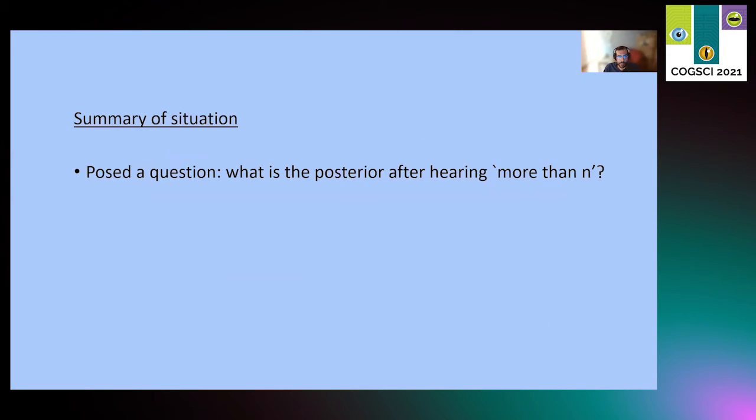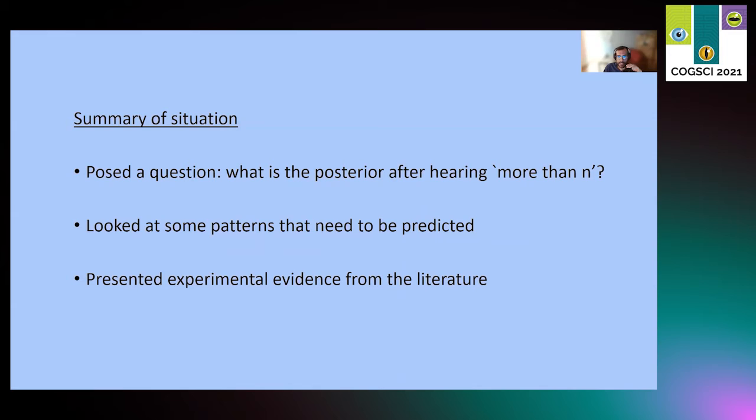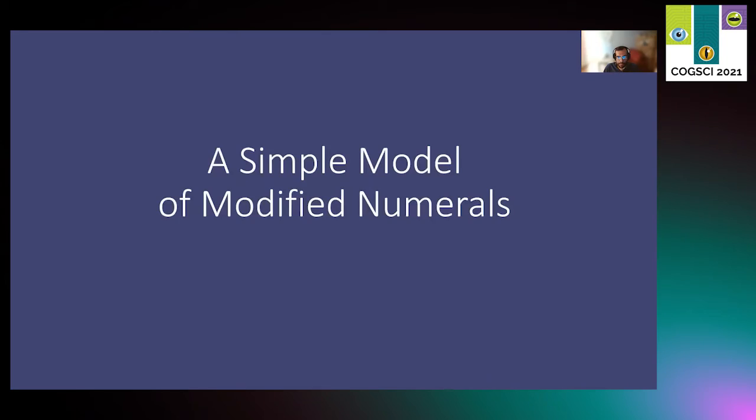So the summary of the situation: there is a question, what is the posterior after hearing more than n? We looked at some patterns that need to be predicted, and presented some experimental evidence from some really good papers that give very rich, interesting data, previous literature. So the proposal here is to use a simple rational speech act model to predict or explain the posterior distribution after hearing more than n.